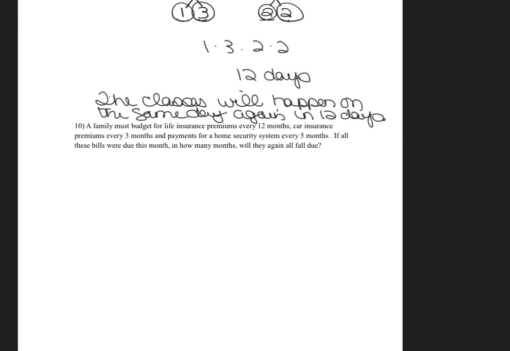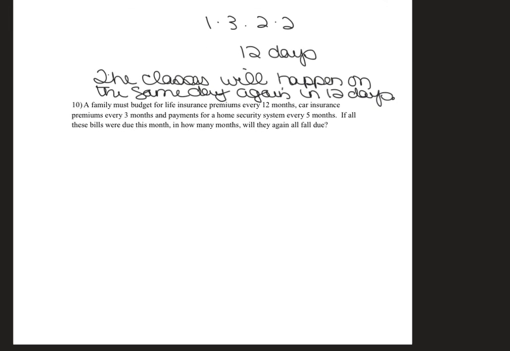Okay? A family must budget for life insurance premiums every 12 months, car insurance premiums every 3 months, and payments for a home security every 5 months. If all these bills were due this month, in how many months again will they fall due? So again, LCM, because they're asking for a common month. So we have 12, we have 3, we have 5.